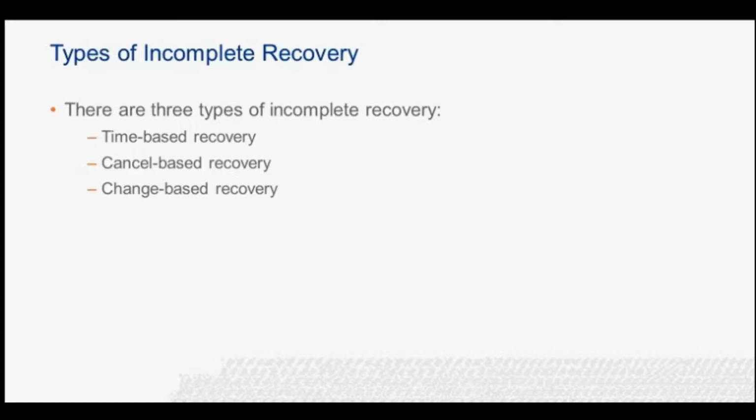Cancel-based recovery. This method of recovery is terminated by entering cancel at the recovery prompt. Use this approach when a current redo log file or group is damaged and is not available for recovery. Mirroring should prevent the need for this type of recovery. Or when an archived redo log file needed for recovery is lost. Frequent backups and multiple archive destinations should prevent the need for this type of recovery.